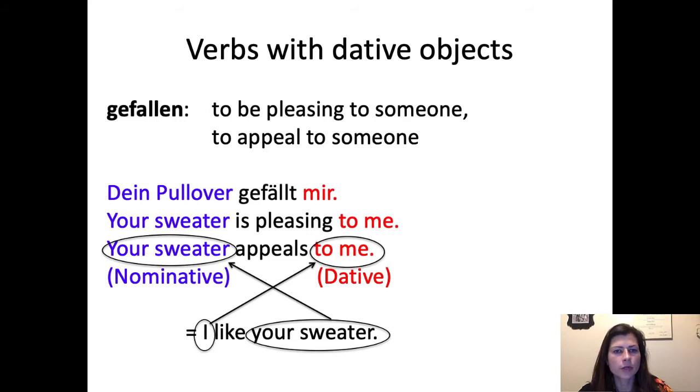Also, notably, when we review all of the verb situations, gefallen also takes a vowel change in the present tense. So stem vowel changing in the present tense, gefällt is different from gefallen, right? So that is a pretty strange verb. And notably, we also have helfen. Helfen is to help, and it takes a dative object as well.